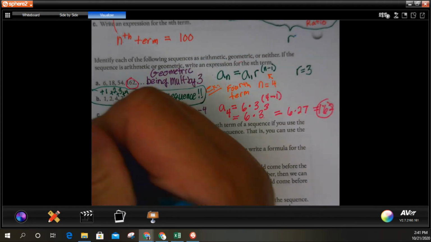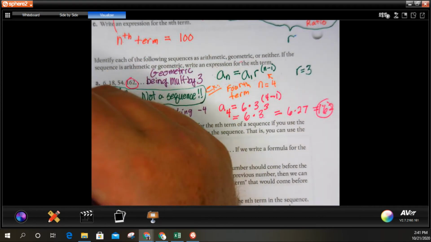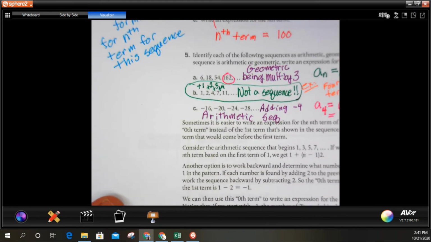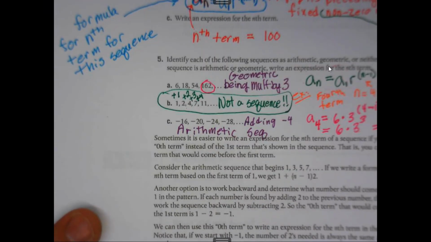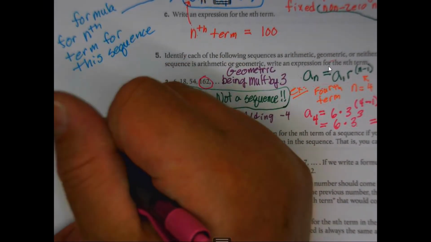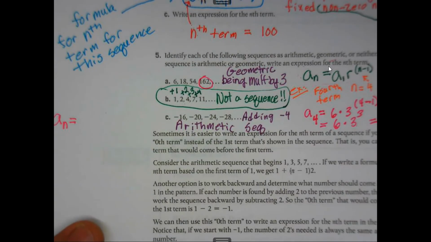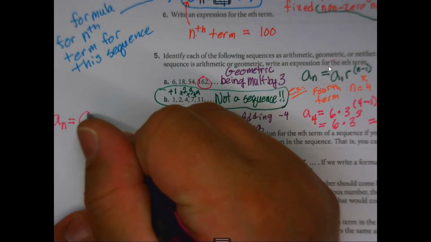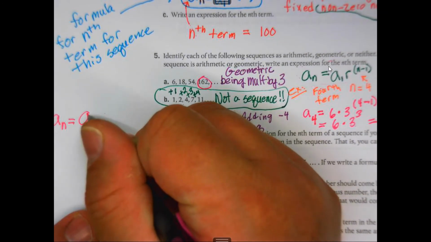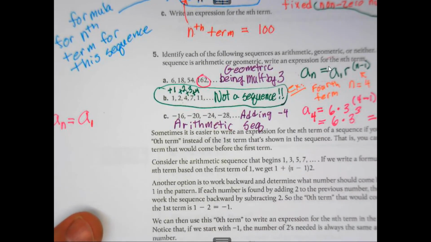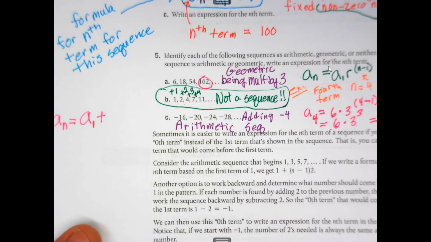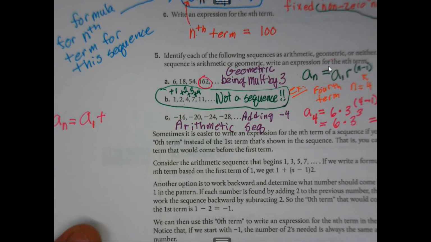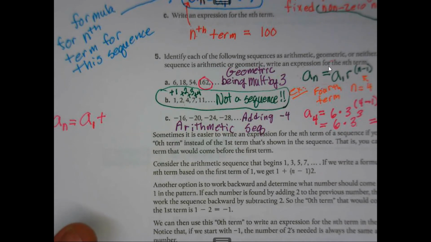All right, so the nth term, let's put it over here. The nth term for this is going to equal our first term, little a sub 1, where the subscript represents the first term. It's an arithmetic sequence, so we're going to add, and we're adding negative 4.